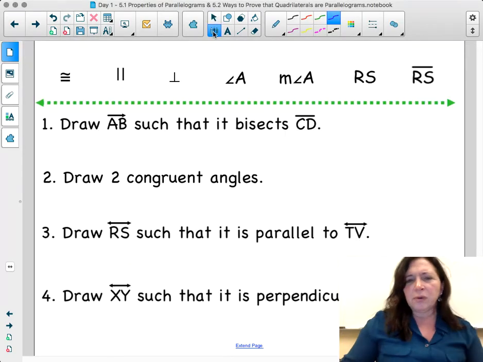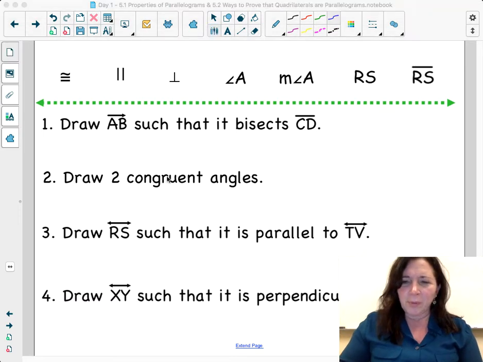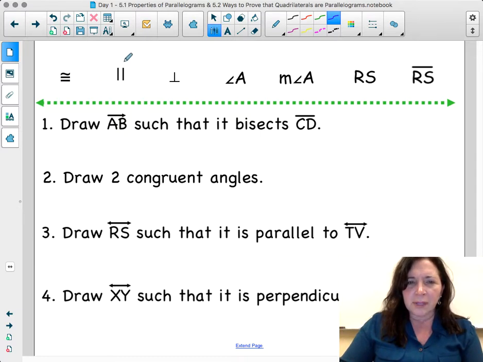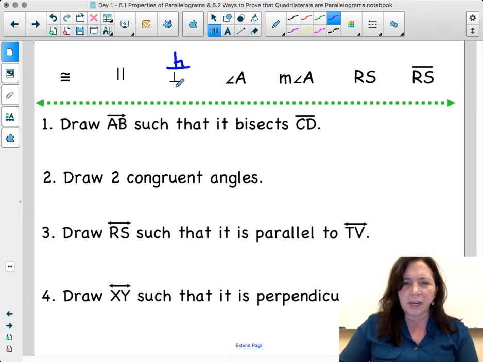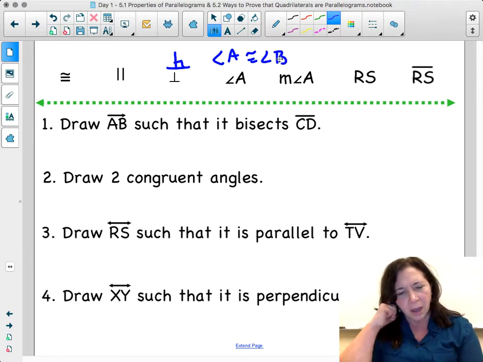So let's start with a review of some symbols that you may or may not have forgotten since we just had holiday break. I'm hoping that you still have all of these in your minds, but let's see. This right here is congruence. This symbol is for parallel lines. This symbol right here is for perpendicular lines, also written with a little square there to show that the lines are perpendicular. This is angle A. Usually you use angle A, something like this, when you're showing congruence. So like maybe angle A is congruent to angle B.